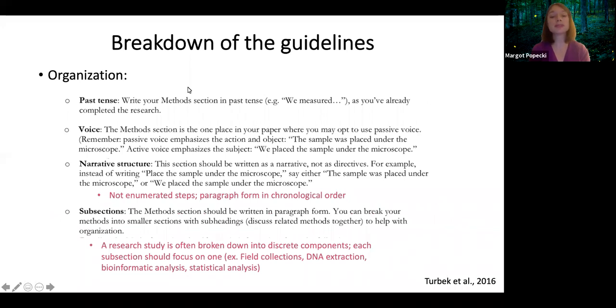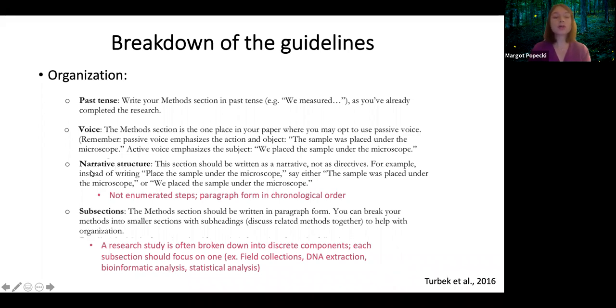So let's start out with a breakdown of the guidelines. The methods section is organized in this way and begins with using the past tense. When you write your methods section, you've already done the research, so use that past tense. In our last discussion, we talked about using the active voice because it's really helpful in writing because it allows you to be concise. But in the methods section, you're actually interested in emphasizing the action and the object. So it's okay to use the passive voice here.